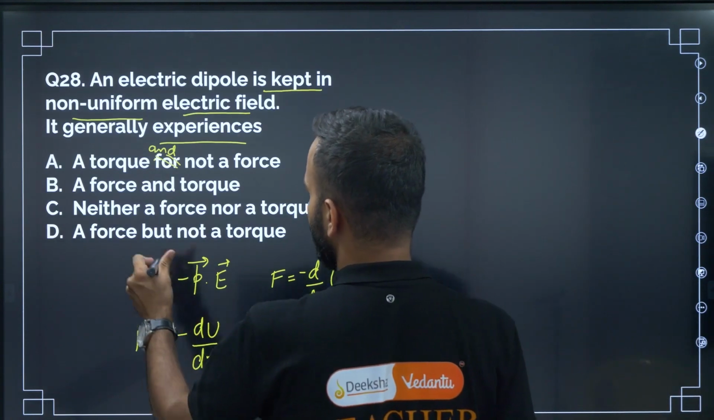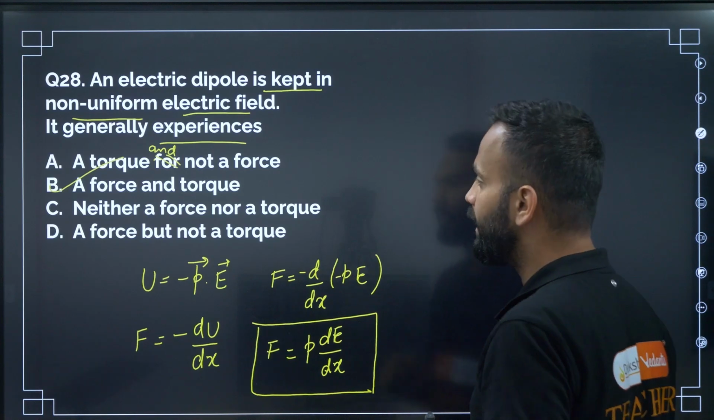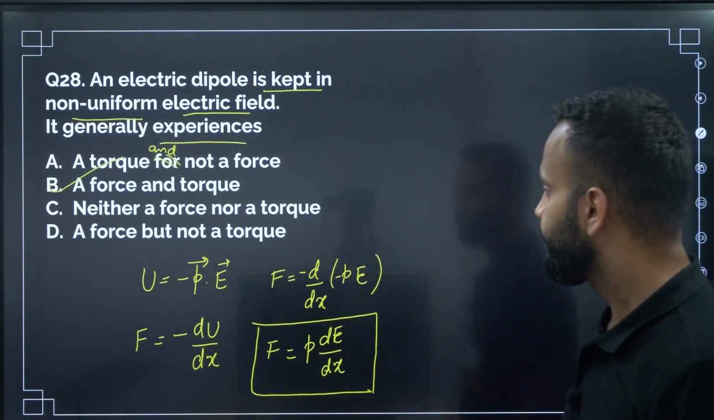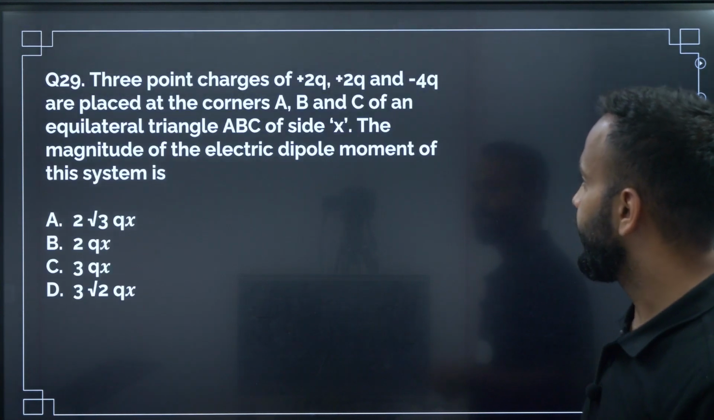So option A is wrong. Option B, a force and torque, correct, right? Option B is the correct answer. Okay? Next question. Question number 29.